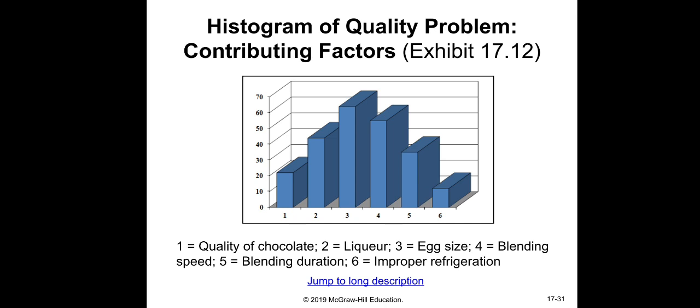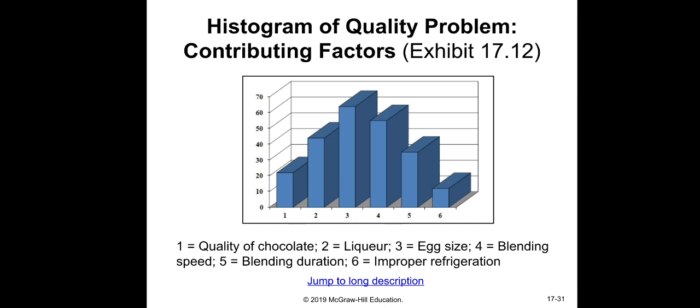Problem number 2, liquor, there are like 40 plus frequency. Problem number 3, egg size, 60 plus frequency. Problem number 4, 50 plus. Problem number 5, 30 plus. Problem number 6, more than 10. The frequency is more than 10.